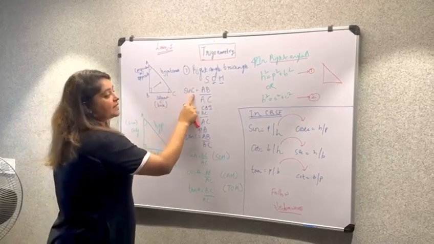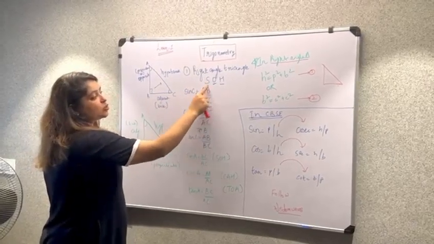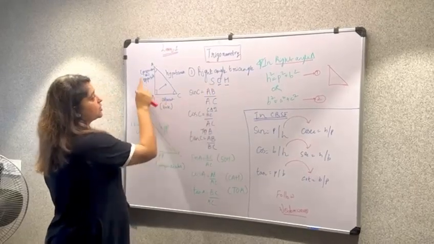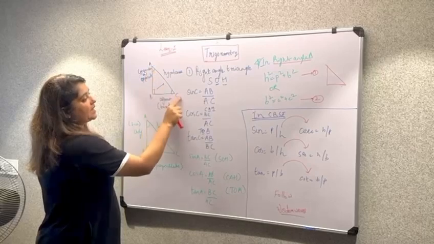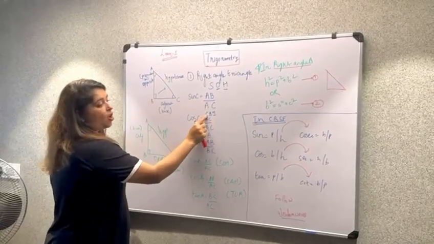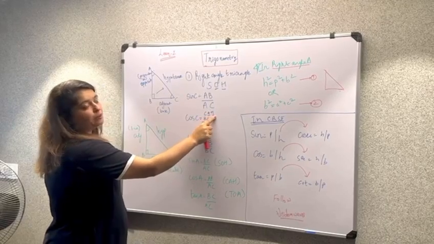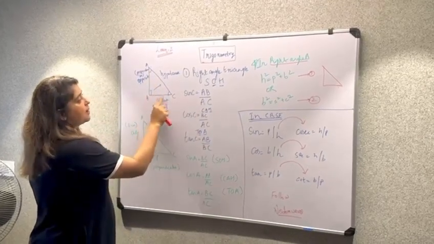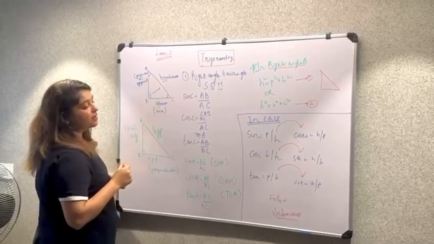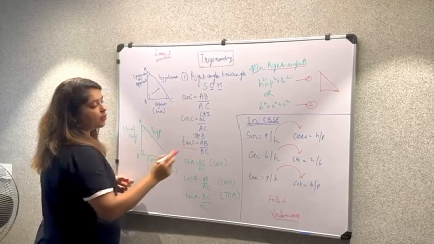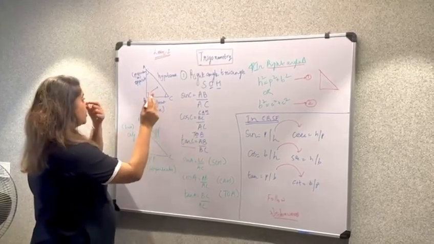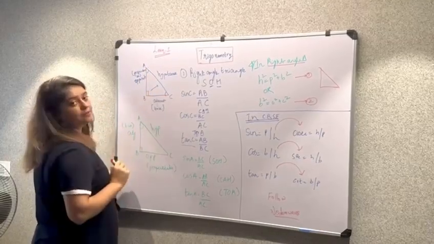So what is your sine C? AB by AC. So opposite over hypotenuse. What is your cos C? CAH. Cos is adjacent over hypotenuse. So that means BC over AC. BC is my adjacent. Then what's my tan C? TOA. Opposite over adjacent. That means it's going to be AB by BC.